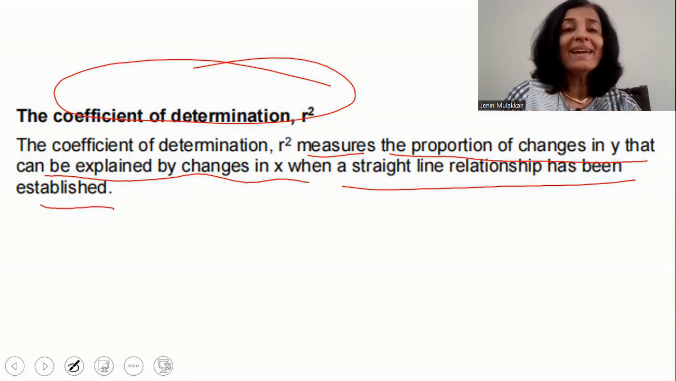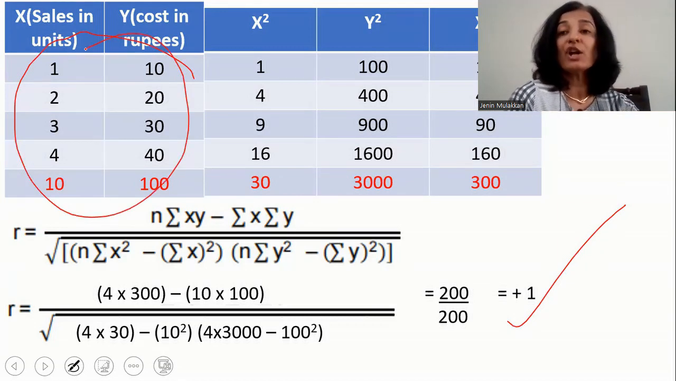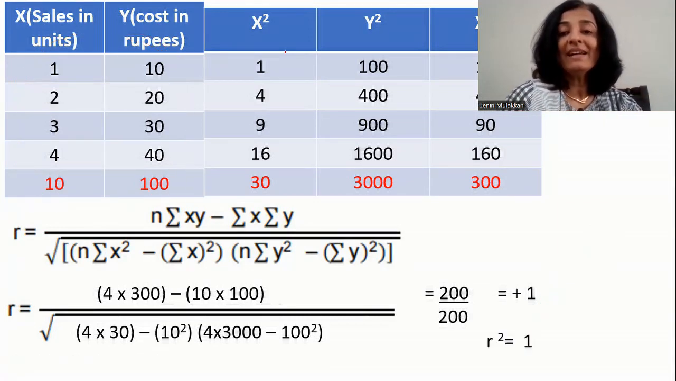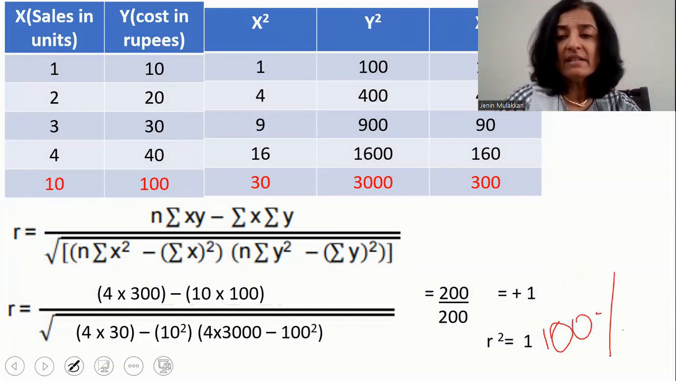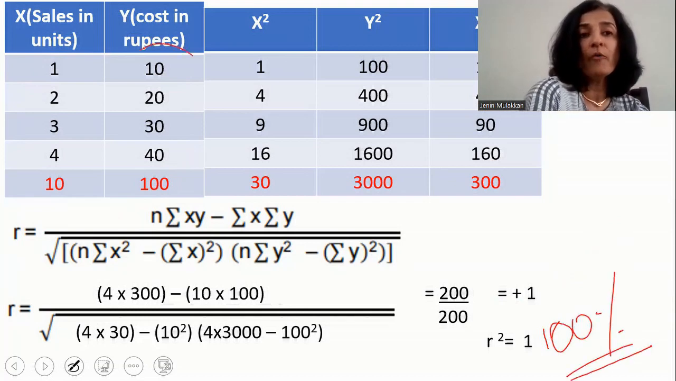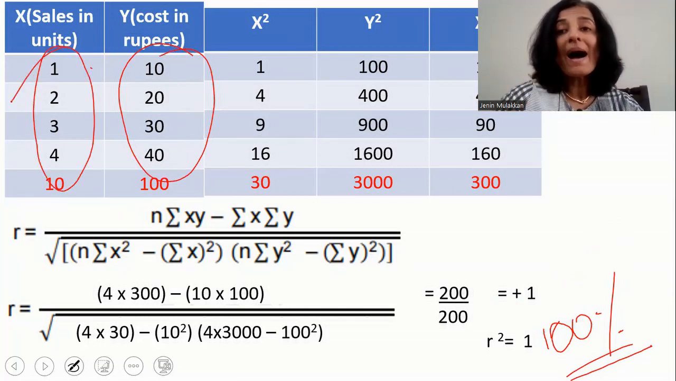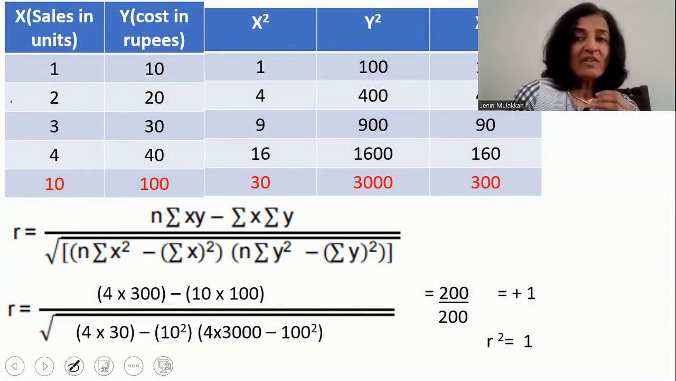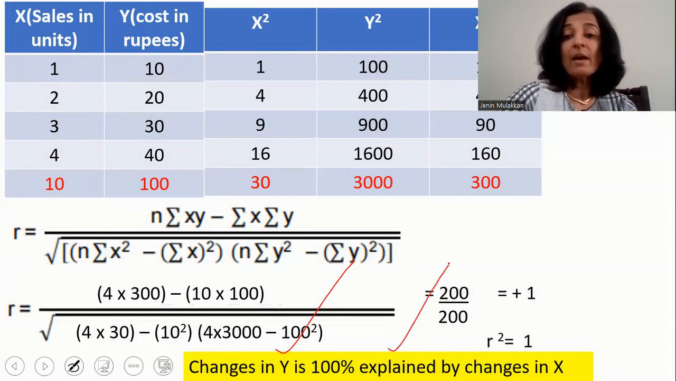So in the workings that we had done, we had got R as +1. So this was a perfect positive correlation. Now, if you calculate R squared, then we get 1 squared, which is also equal to 1. Now, this just means that 100% of the variation of Y is explained by changes in X. That is, Y is changing just because of X. So we will just write that in words. Changes in Y is 100% explained by changes in X. So that's the meaning of coefficient of determination.